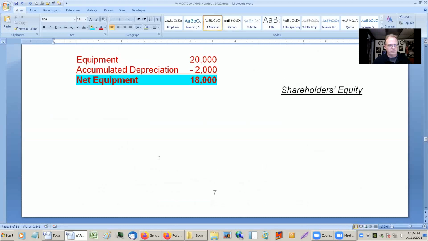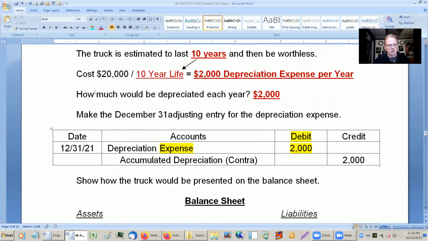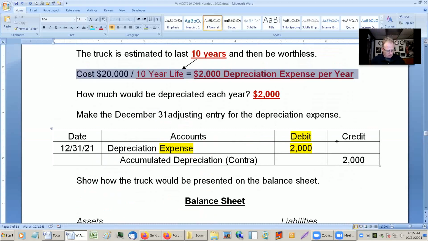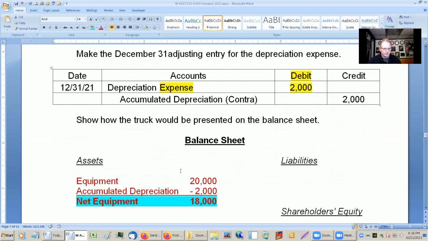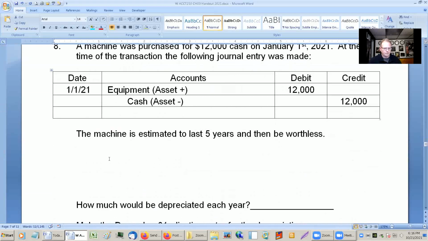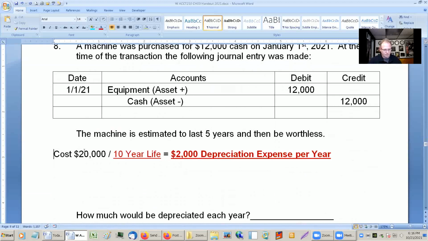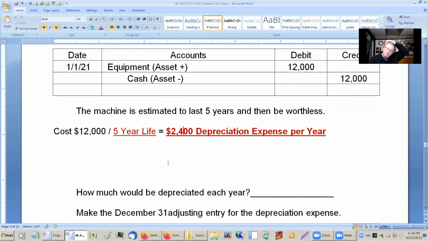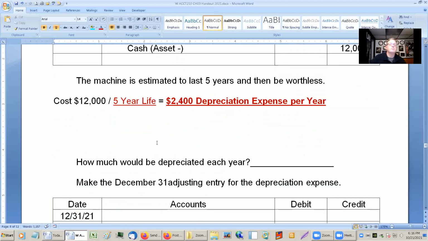So it's going to be 12,000 divided by 5 years, which gives us 2,400. And so I will go for depreciation expense, which is a debit for 2,400, and accumulated depreciation, which is a credit for 2,400.